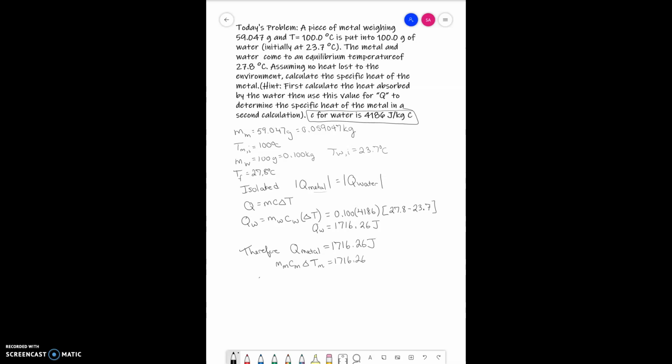Okay, so the mass of the metal we have is 0.059047 kilograms. Specific heat for the metal we don't know. Delta T for the metal, now I've got to make it positive. It starts at 100 and goes down to 27.8. So to make that difference positive, I'm going to have to do this. And again, that's equal to the same amount as for the water, so 1716. So multiply all my numbers together, and I get 402.